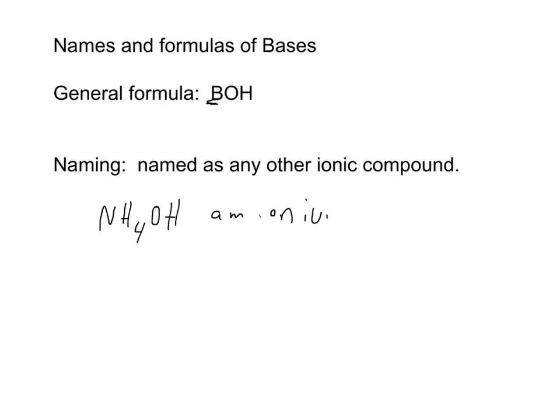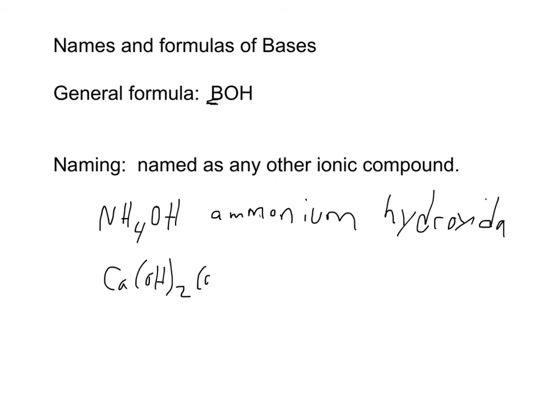Now I erased. It's ammonium hydroxide. I'm pretty sure you guys can spell that. Hydroxide. If it was Ca(OH)2, that would be calcium hydroxide. So the base doesn't have any different naming than the acid does, except it might have an aq after it because they're generally dissolved in water. All right, let's move on.